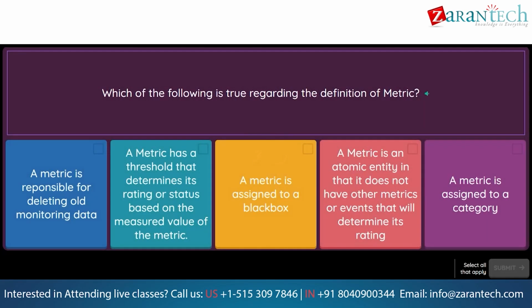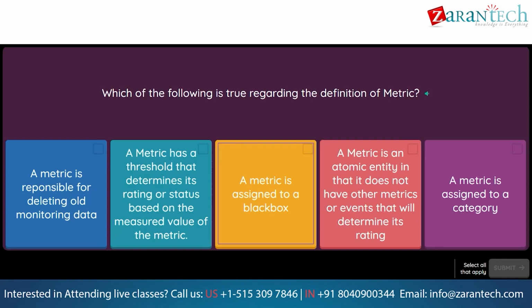Question: which of the following is true regarding the definition of metric? Option 1: a metric is responsible for deleting old monitoring data. Option 2: a metric has a threshold that determines its rating or status based on the measured value of the metric. Option 3: a metric is assigned to a black box. Option 4: a metric is an atomic entity in that it does not have other metrics or events that will determine its rating. Option 5: a metric is assigned to a category.